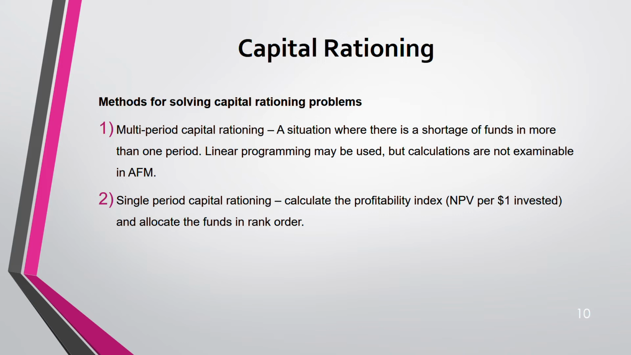So multi-period means more than one period where there's a shortage of funds. It could be anything, labor or money or anything. Here in AFM, you don't solve it. You are not allowed to solve it. Calculation will not be asked. You only have to set up equations. That is known as linear programming. That's it. You have to watch my lecture on linear programming for a detailed explanation. I'm not going to explain.